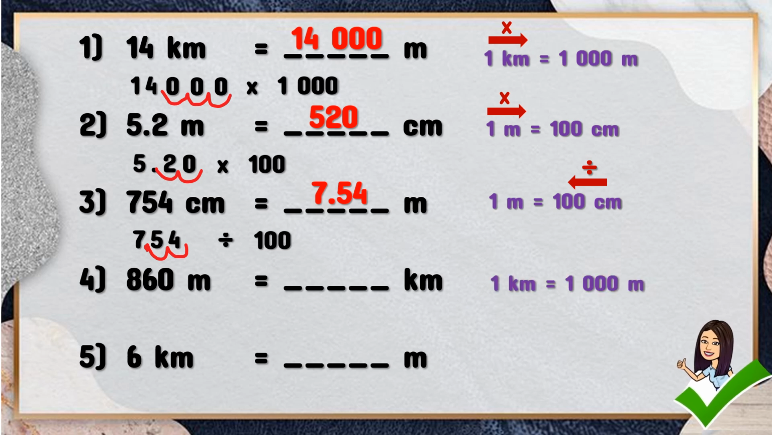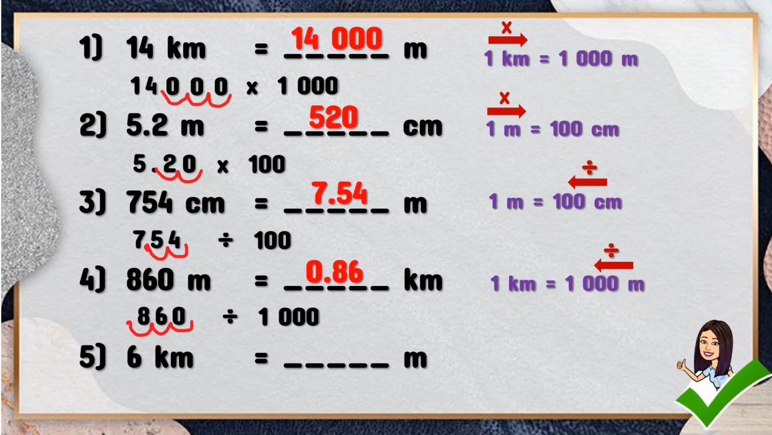And for number 4, 860 meters to kilometers. So 1 kilometer is equal to 1,000 meters. Again, this is from small to large unit, so we use division. So 860 divided by 1,000. So we're going to move the decimal to the left 3 times since this is 1,000. So from here, 1, 2, 3. And this will be the decimal. And the answer is 860 meters is equal to 0.86 kilometers.